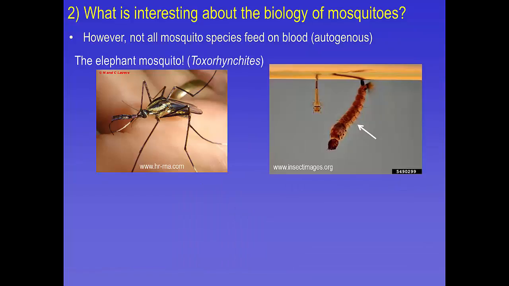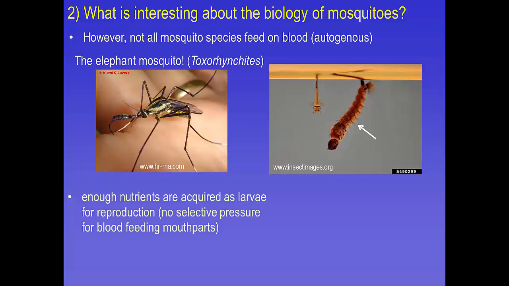Now, although mosquitoes are most notorious for being blood feeders, it is a misconception that all mosquito species feed on blood. Some species are able to acquire enough nutrients during their larval stage that it can carry them through their entire adult life, and they do not have a need for blood feeding. In some cases, they have not even evolved the mouth parts that would allow them to blood feed.